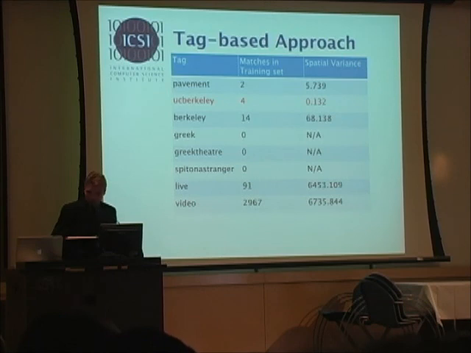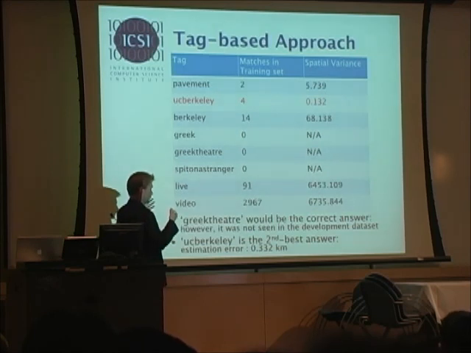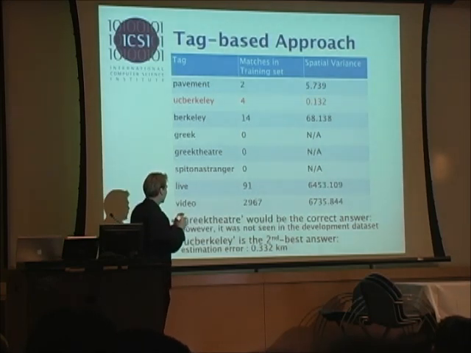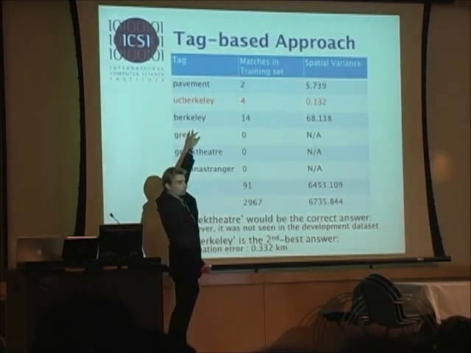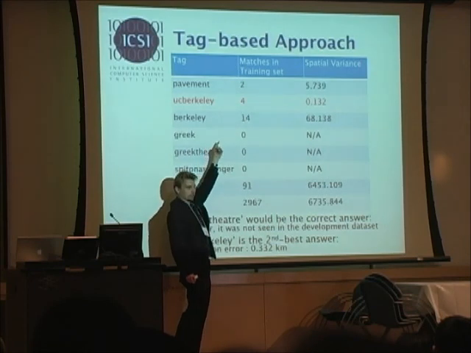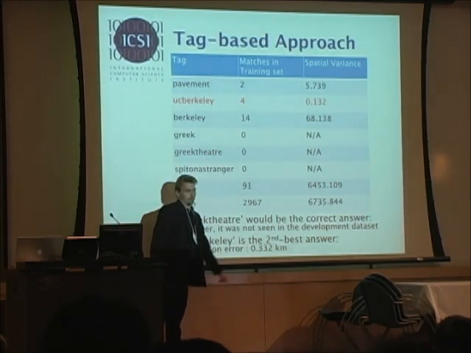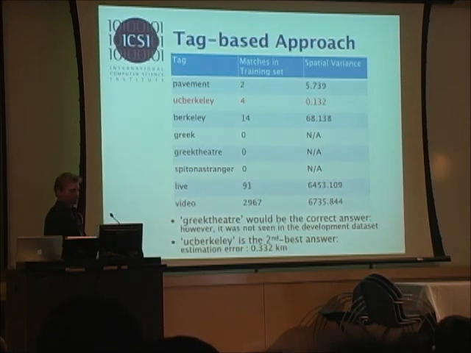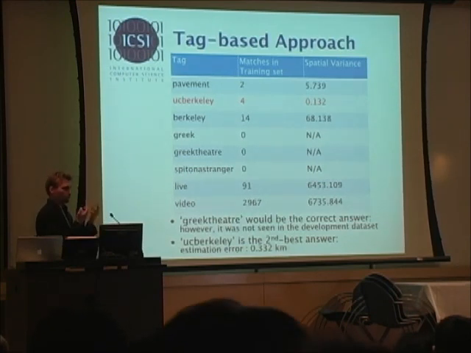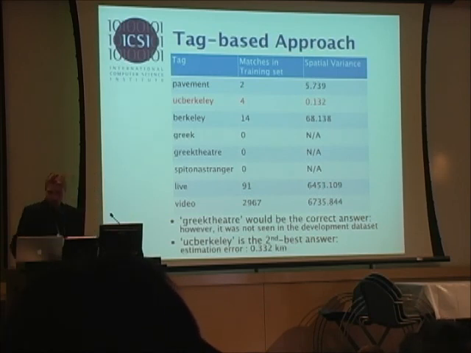And what happens then is we estimate. The best estimate, the correct answer, would be the Greek theater in Berkeley. And the Greek theater, unfortunately, didn't match the training set. But if you just match the center of Berkeley, then you get to 300 meters error. Right? So that's how you have to think about this approach, just to get the intuition.